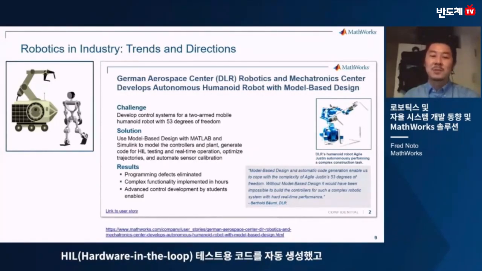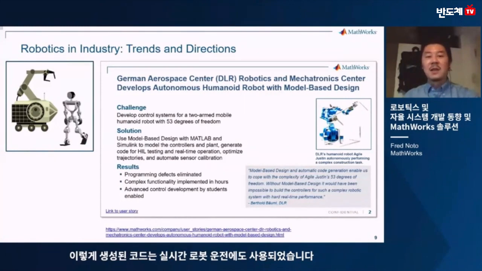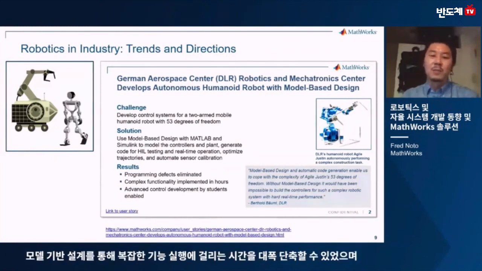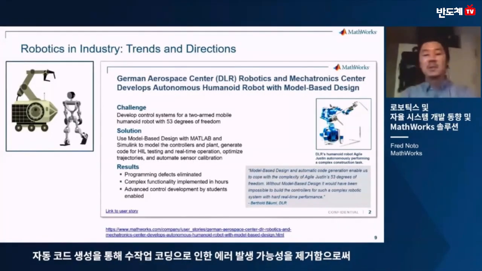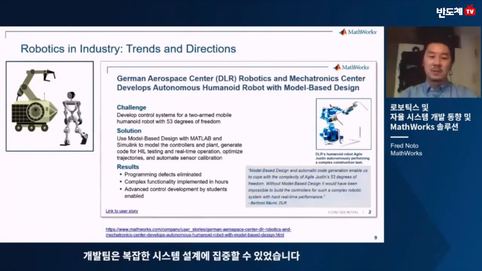They automatically generated code for HIL, or hardware-in-the-loop testing, and the code was also used for real-time operations. Model-based design helped to drastically reduce the time for implementing complex functionality, while automatic code generation eliminated manual coding errors and allowed the team to focus on designing their complex systems.